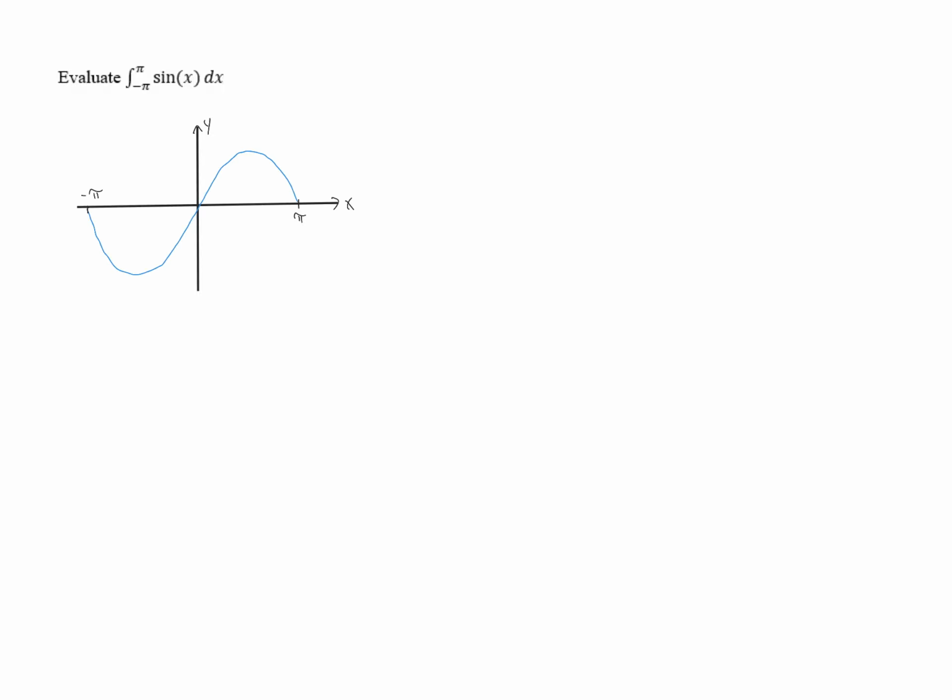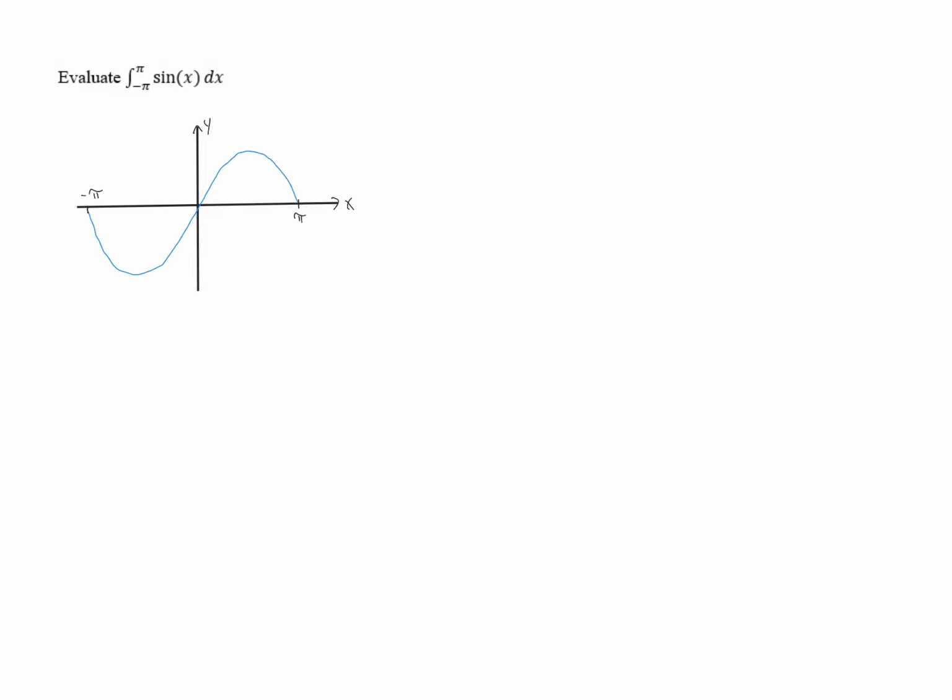All right, here is my graph. It is not perfect, but hopefully it is close enough for your liking. And we're looking from negative pi to pi, and we've got two different situations going on. Part of this graph is above the x-axis, and part of it is below the x-axis.